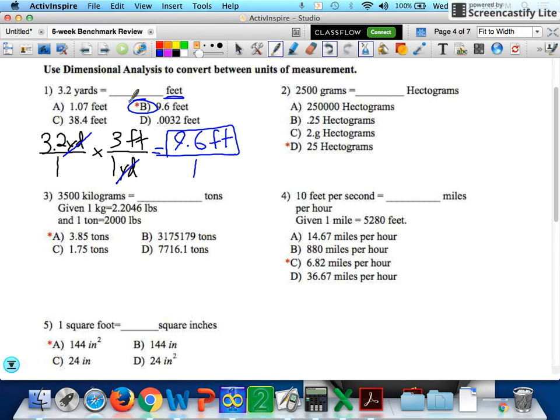Number 2 requires us to recall how to convert metric systems. In this case, we're going from grams, which is actually a unit, over to hectograms. 2 hops to the left, okay? So that means I take my 25,000 and the decimal there and move it 2 hops to the left. That should give us option D.